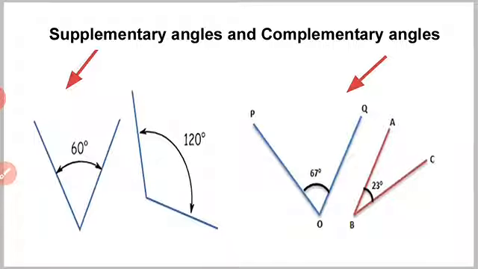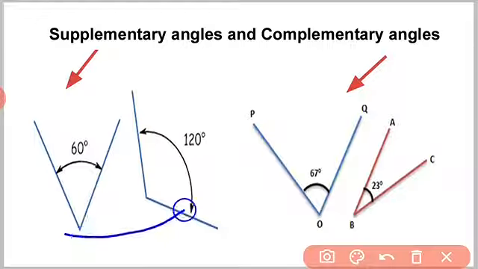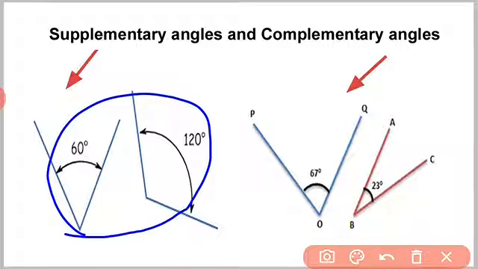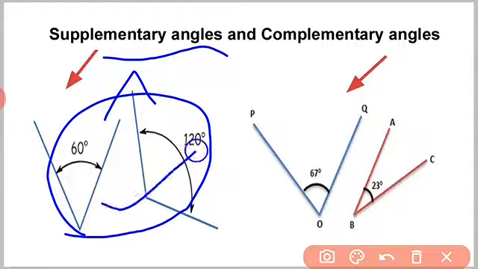Supplementary angles and complementary angles. When the sum of two angles is 180 degrees, then those two angles are called supplementary angles. Again, two angles are supplementary when their sum is exactly equal to 180 degrees. Here 60 degrees and 120 degrees are supplementary angles as their sum is 180 degrees. When we add 60 degrees and 120 degrees, we get 180 degrees.